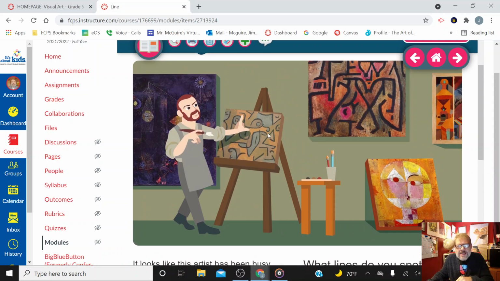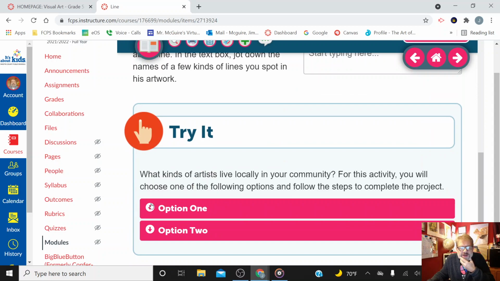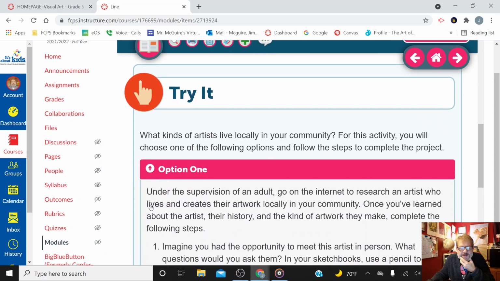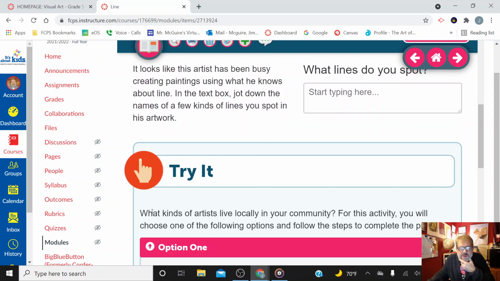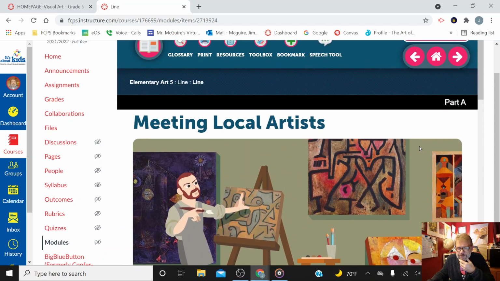So as we look at these types of lines, and we want to think about what kind of lines there are, let's take a look here. Oh, this is going to be it. I'm telling you to go online and look for the artists. We'll talk about that in a minute.